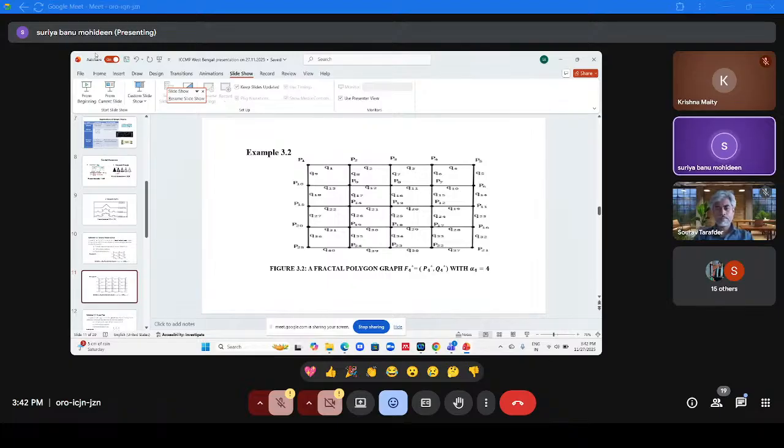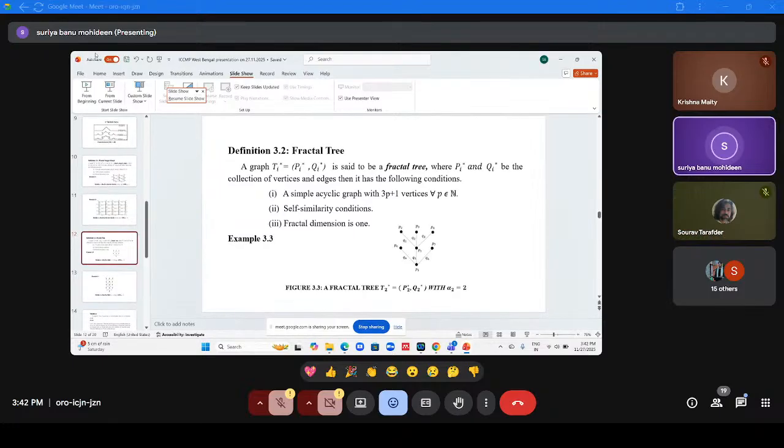Then the second example is with alpha 4. For a fractal graph, I have given the cyclic graph. Then I have taken the complement, an acyclic graph. This can be taken from the fractal tree. We know the tree. What is a tree? It is an acyclic graph. It has n minus 1 edges. But here I have added some more conditions: a simple acyclic graph with 3p plus 1 vertices for all p belongs to N, and the self similarity condition, second one.